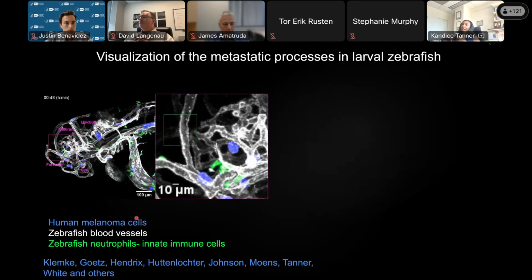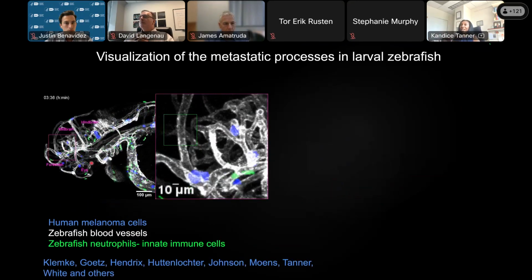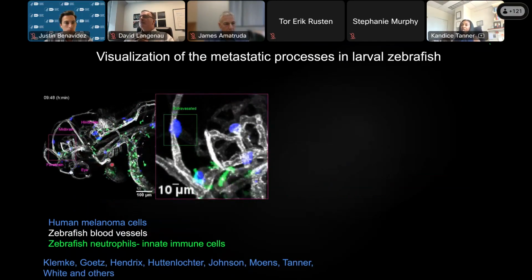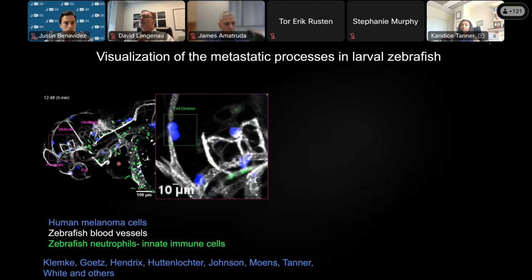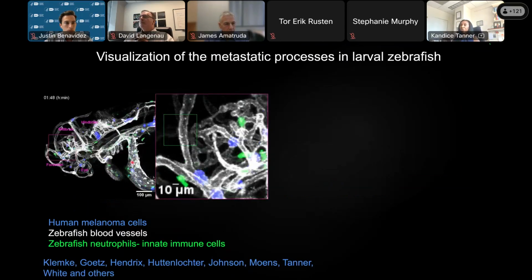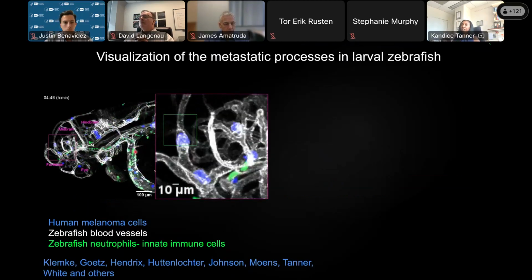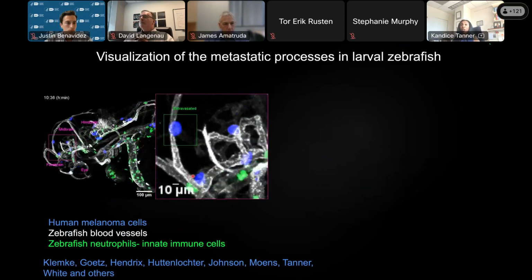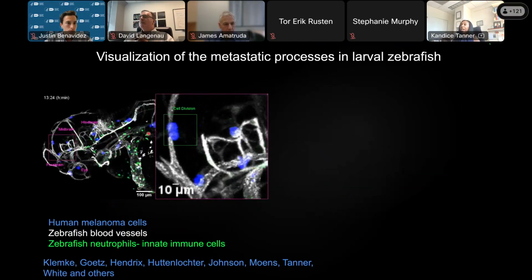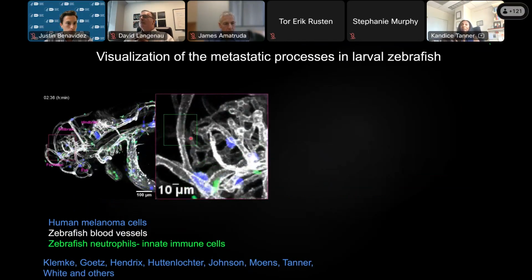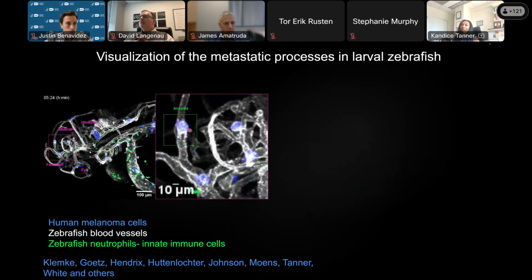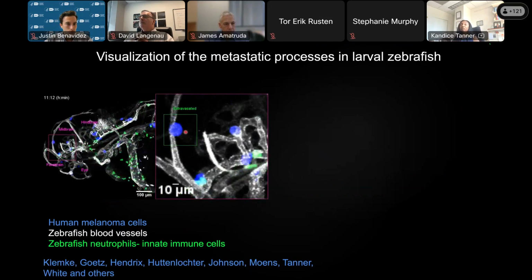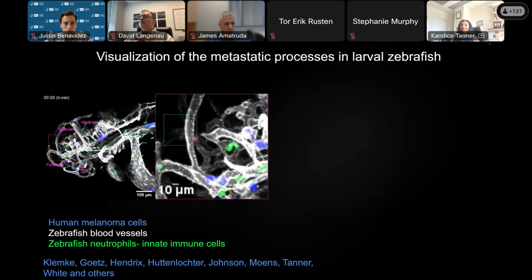So in this movie I'm showing you here, this is a forebrain, midbrain, hindbrain. This is a 3-day-old fish. The blood vessels are labeled in gray. A type of immune cell, neutrophils, are labeled. And we introduce cancer cells at 2 days post-fertilization. And in this inset, you see that we're able to recreate what I've shown you in that schematic, in that cells are able to arrest, they extravasate, and unfortunately, these human cells are able to divide.